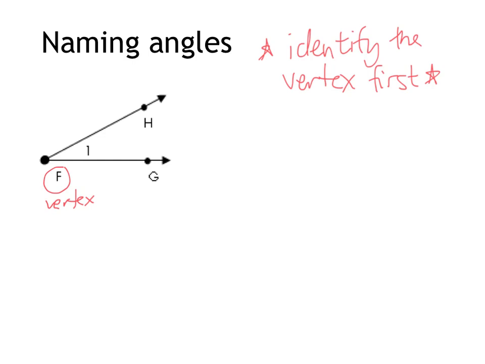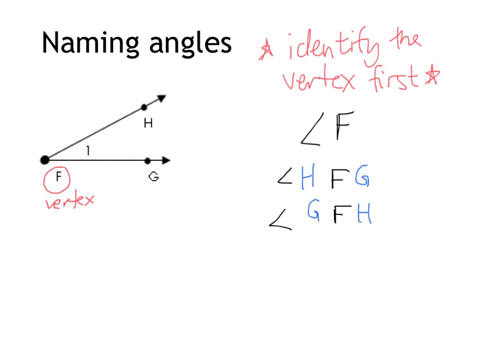Well, the most simple way is just to call it angle F, because F is the vertex. That's why it's so important to identify the vertex. So we could also call this a couple of other names. If you think about it, you kind of start at point H and then go to F and then walk to G if you were to walk on this angle. So we could actually write this as angle H to F to G, angle HFG. We could similarly start at point G and walk over to F and up to H. We could call that angle GFH.